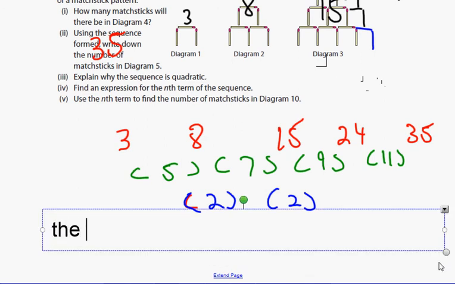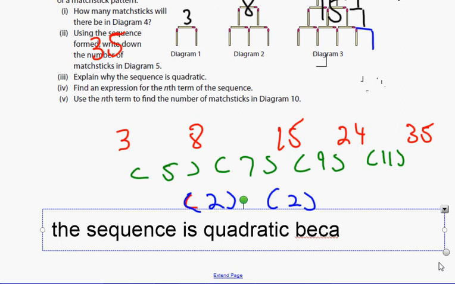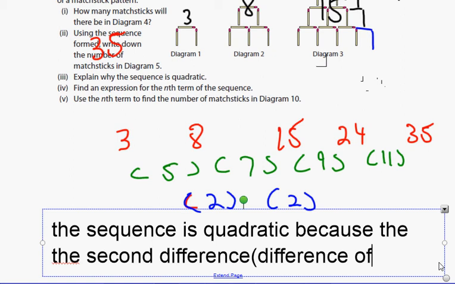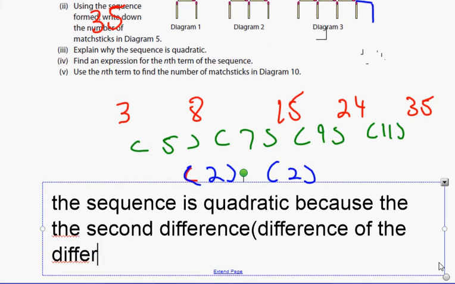The sequence is quadratic because, if you will, the differences of the difference. The second difference, or you could call that the difference of the difference, is constant. What does that mean?